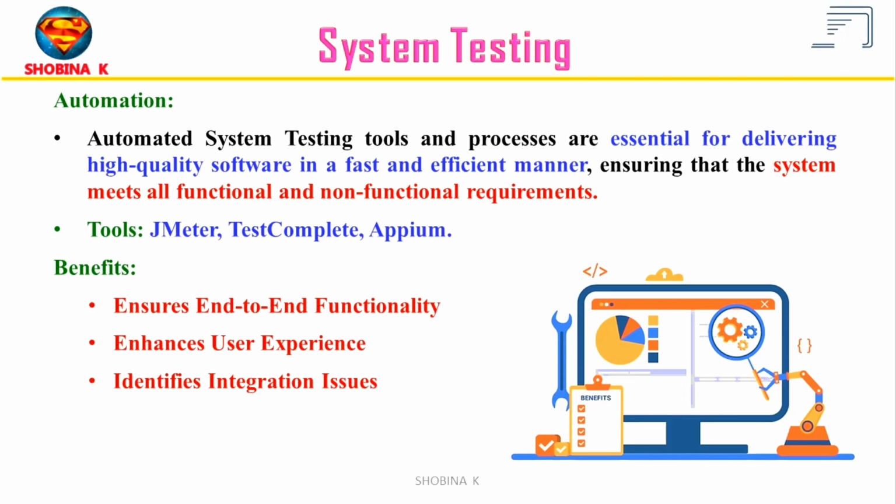JMeter is an open source tool for performance and load testing. TestComplete is a commercial tool for automated testing of desktop, mobile, and web applications. Appium is an open source tool for automated testing of mobile applications. And here are the benefits of system testing.